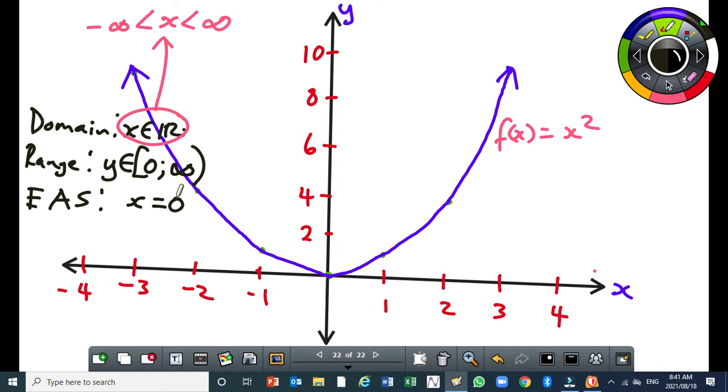Right? Then, what else? I think that's it. Our turning point, okay, we can add it. Turning point is that x equal to 0 and y equal to 0. Right? For this one now, x is 0 here, y is 0. Are you following me? Yeah, it's not difficult. Okay.